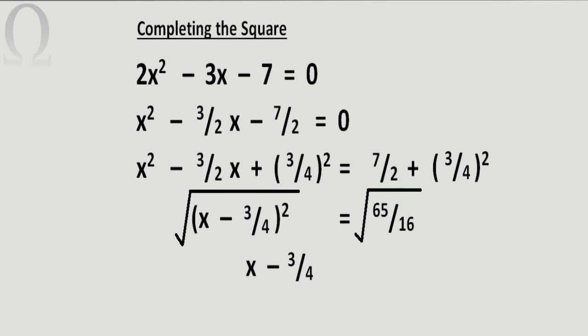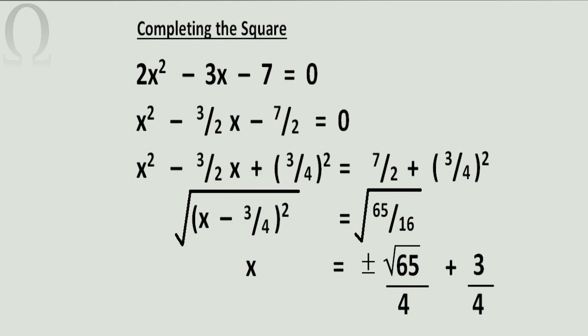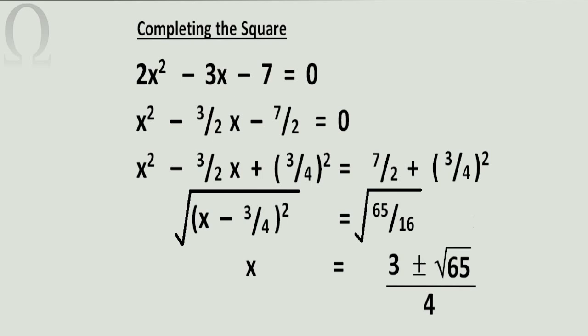The square root of 65 over 16 equals plus or minus root 65 over root 16. 65 does not have a perfect square root, but 16 does, so root 65 over root 16 equals root 65 over 4. We now take minus 3 over 4 to the right to give us x equals plus or minus root 65 over 4, plus 3 over 4. We can express these fractions as a single fraction, as plus or minus root 65, plus 3, all over 4. Rearranging that gives us the solution, x equals 3 plus or minus root 65, all over 4.